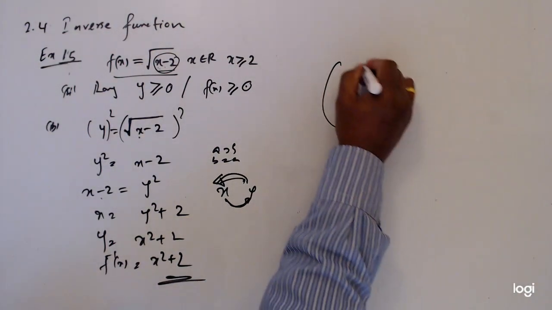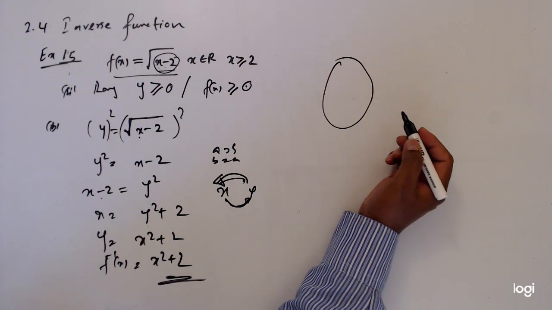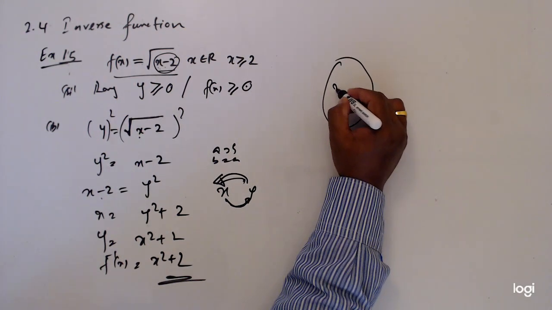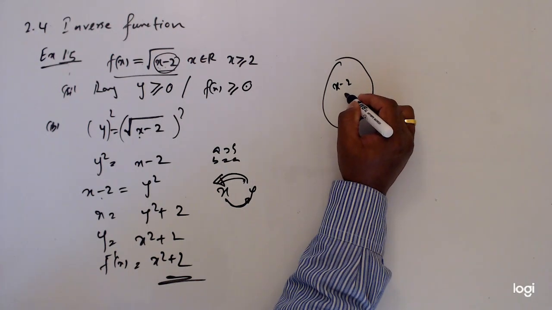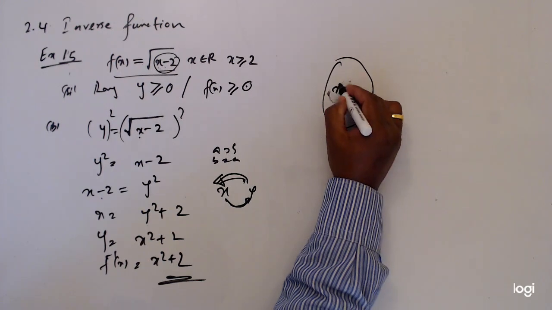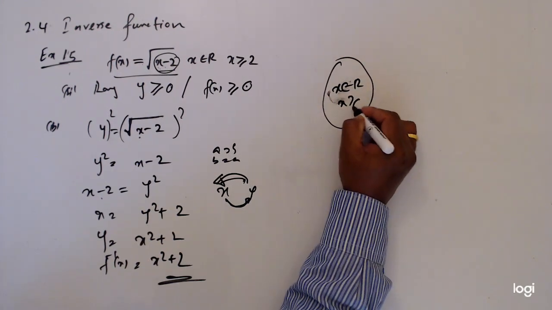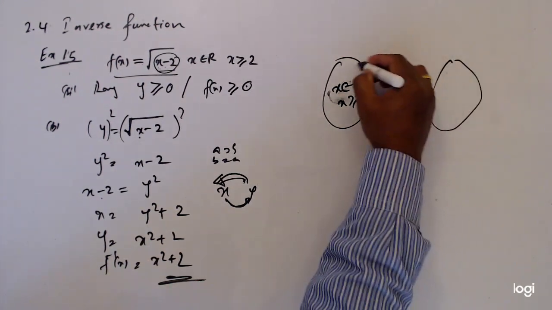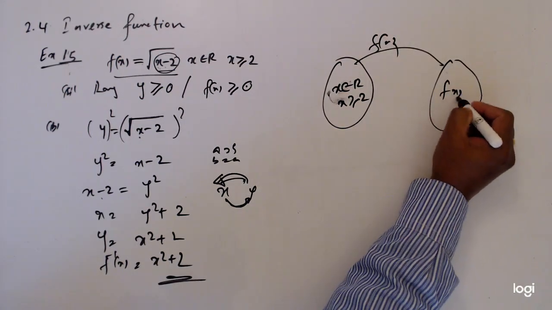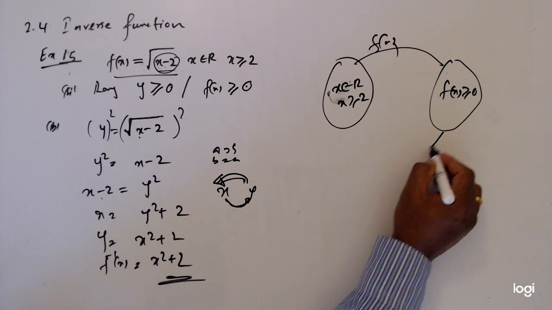Now x minus 2, x is an element of R, x greater than or equal to 2. So this is f(x), and we get f(x) greater than or equal to 0.